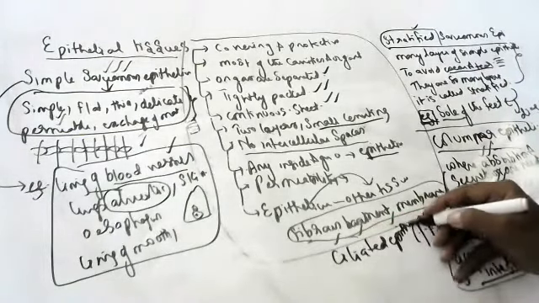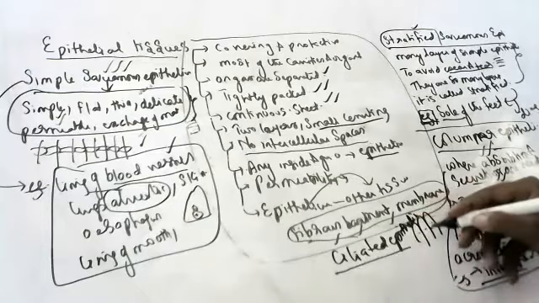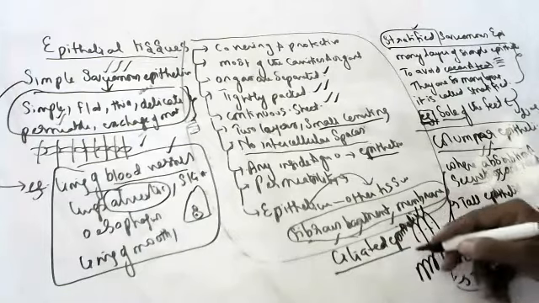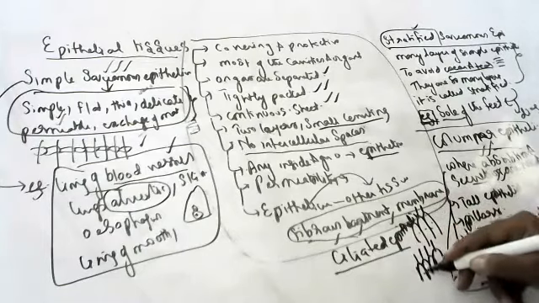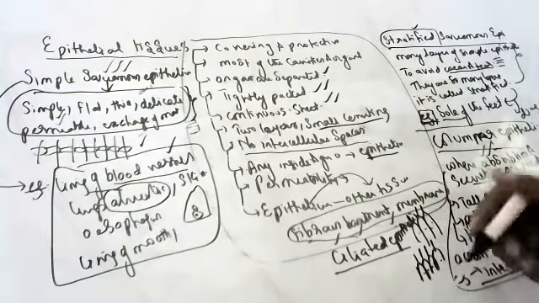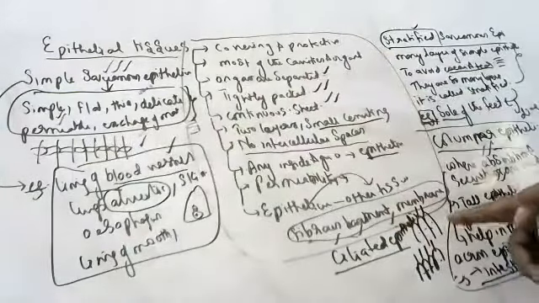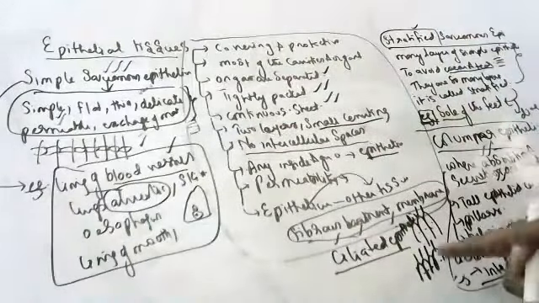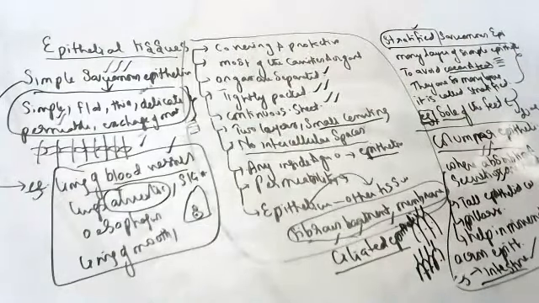Next one, ciliated epithelium. What is ciliated epithelium? It is the same columnar epithelium only. Columnar epithelium will have hair-like structures called cilia. Where gases move, cilia are present. Cilia will flicker like this and help in the movement of gases. Where gaseous movement is there, ciliated epithelium is present. Okay, children.